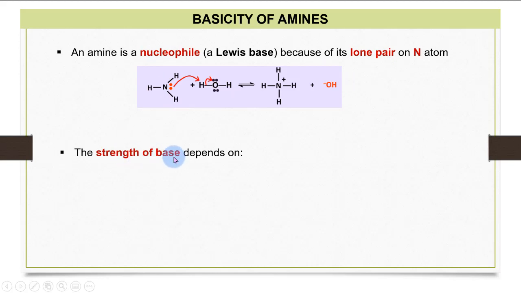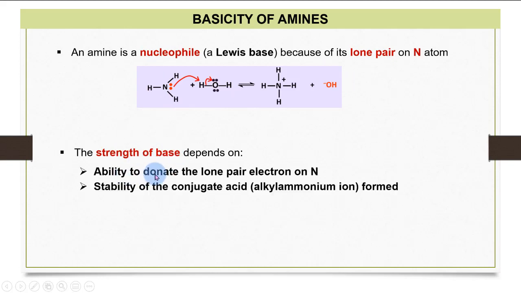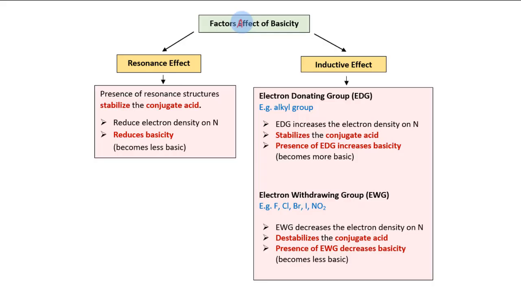The strength of the base depends on the ability to donate the lone pair of electrons on nitrogen, and the stability of the conjugate acid, the alkyl ammonium ion. For this one in the diagram, because you're using ammonia, you're forming the ammonium ion. All right, so let's look at this diagram. It concludes the factors that affect basicity, categorized into resonance effect and inductive effects.